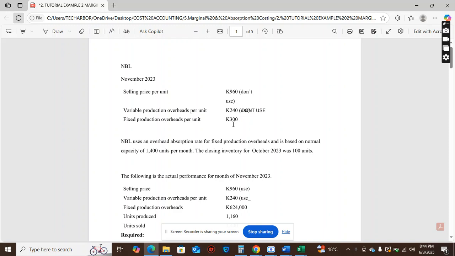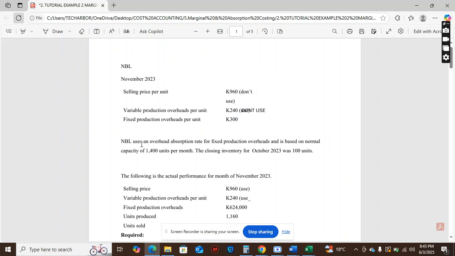If a question has already given you the fixed production overheads per unit, this is your overhead absorption rate. This overhead absorption rate is calculated once and used month to month to check if you have over-absorbed or under-absorbed. Okay. So in this question, it's a trick here.